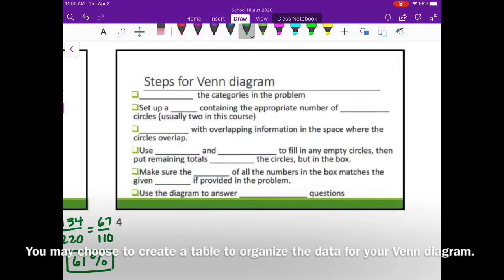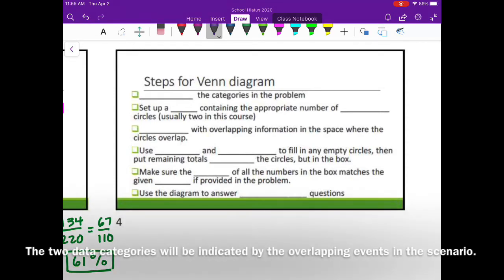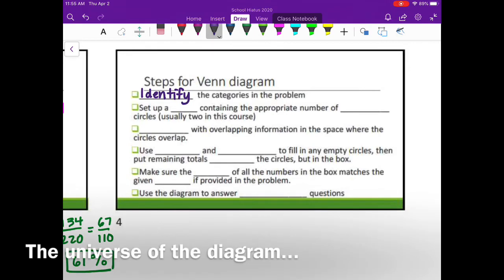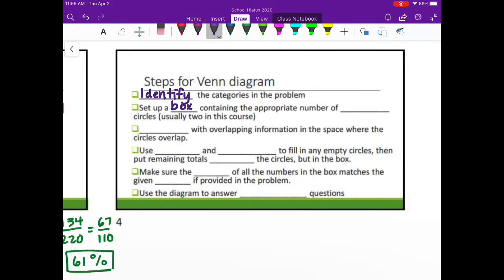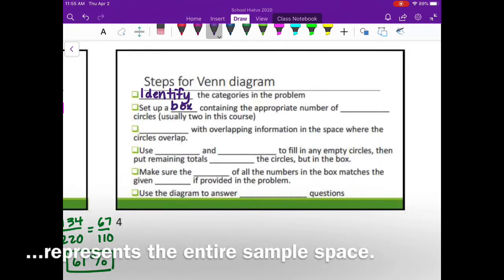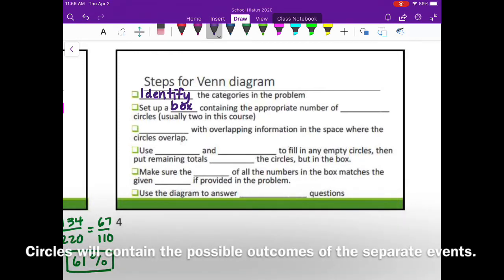When you're setting up your Venn diagram, there are a couple of different methods that you can use. You can use the chart that you made or create yourself a frequency table in order to set up your Venn diagram, or you can use your information in your word problem to set up your Venn diagram that way. So first thing you want to do is identify the categories in the problem, then set up a box which represents the universe of your Venn diagram, containing the appropriate number of overlapping circles.